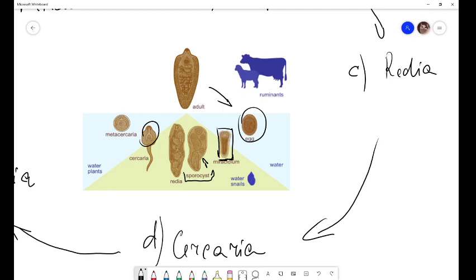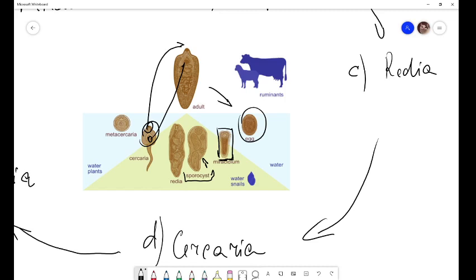Body and a simple tail. The body resembles the adult, having oral and ventral suckers. There are the oral and ventral suckers, and you can see them in the adult as well.